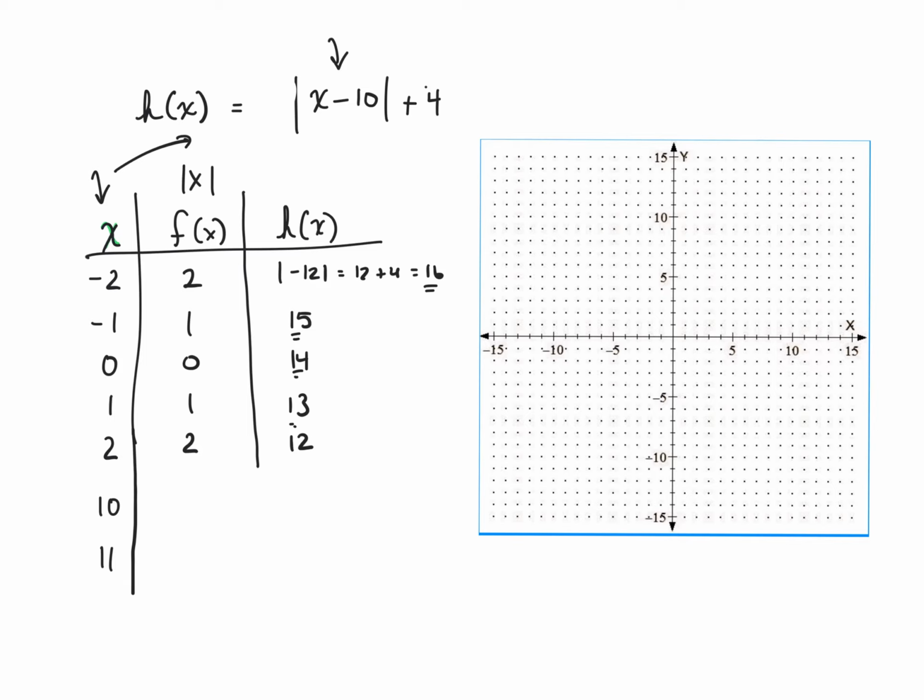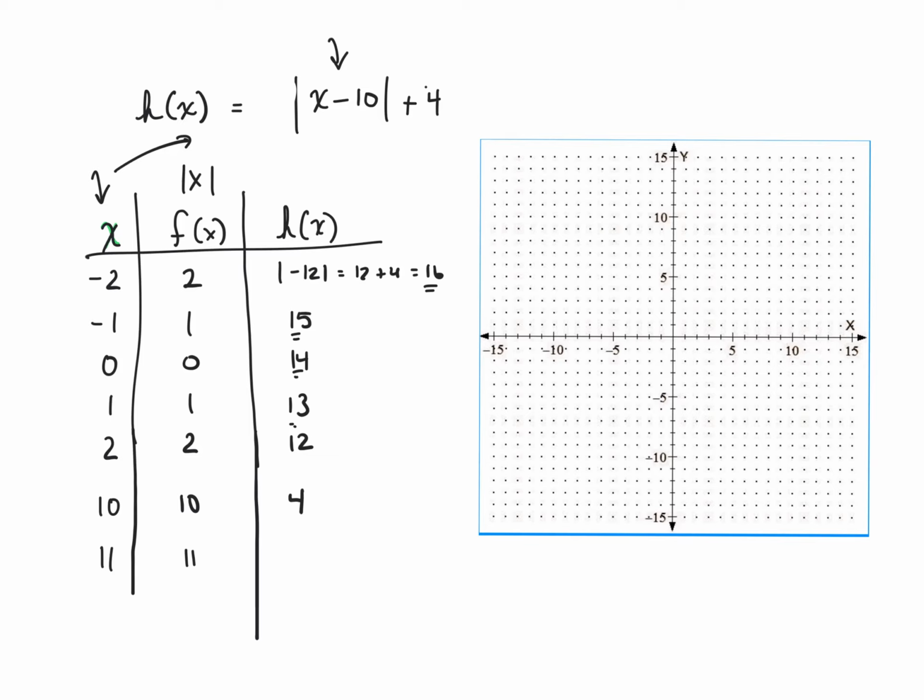So if I plug 10 in, I get the absolute value of 10 minus 10, which is 0, and 0 plus 4 is 4. Okay, so this right here is 4. So let's just take a look at what the absolute value of f of x would be at 10, and that would be 10, just so we have a reference. And f of x for 11 would be 11. I'm just filling in the parent function here so we have something to compare it to.